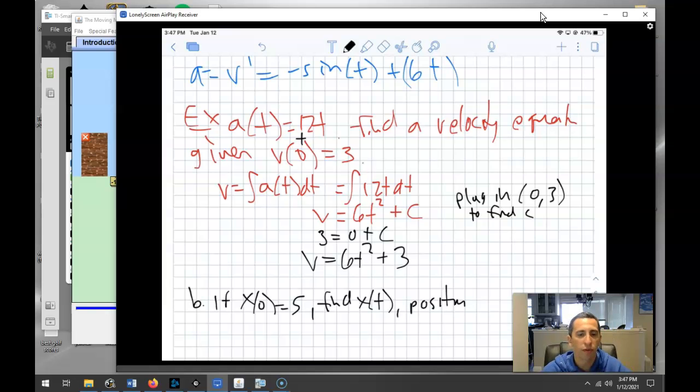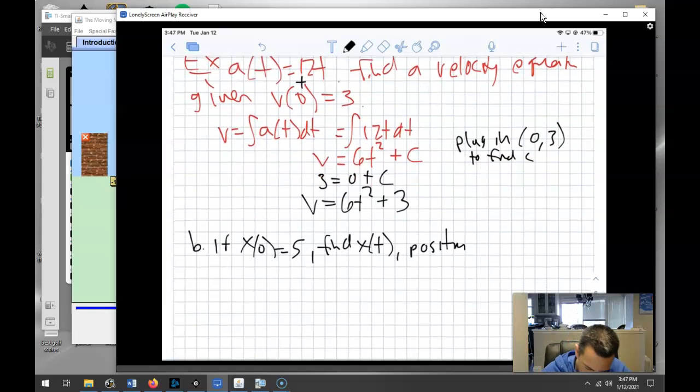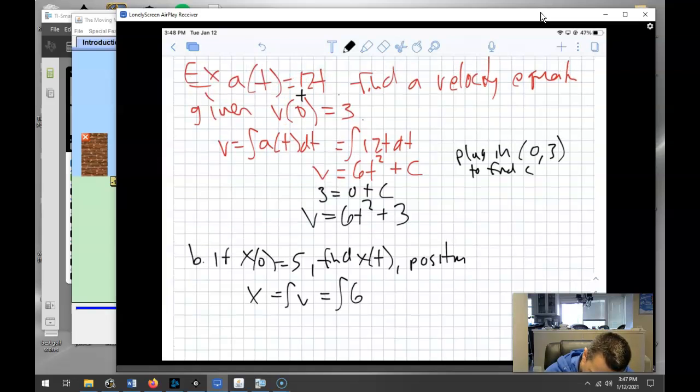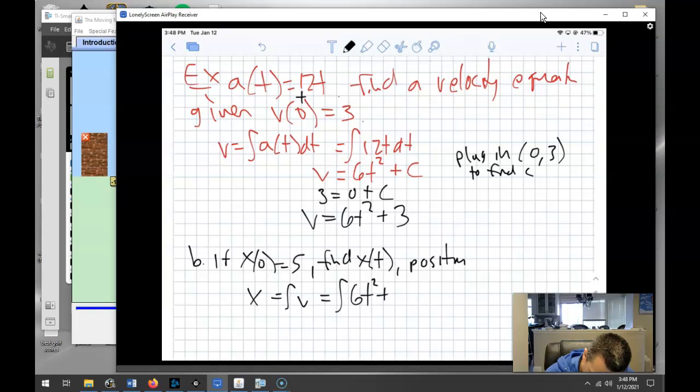And we could just keep going from here, right? We could just integrate one more step. So my position is just the integral of v, so I'm integrating 6t squared plus 3. So I'm going to get 2t cubed plus 3t plus c for my position.